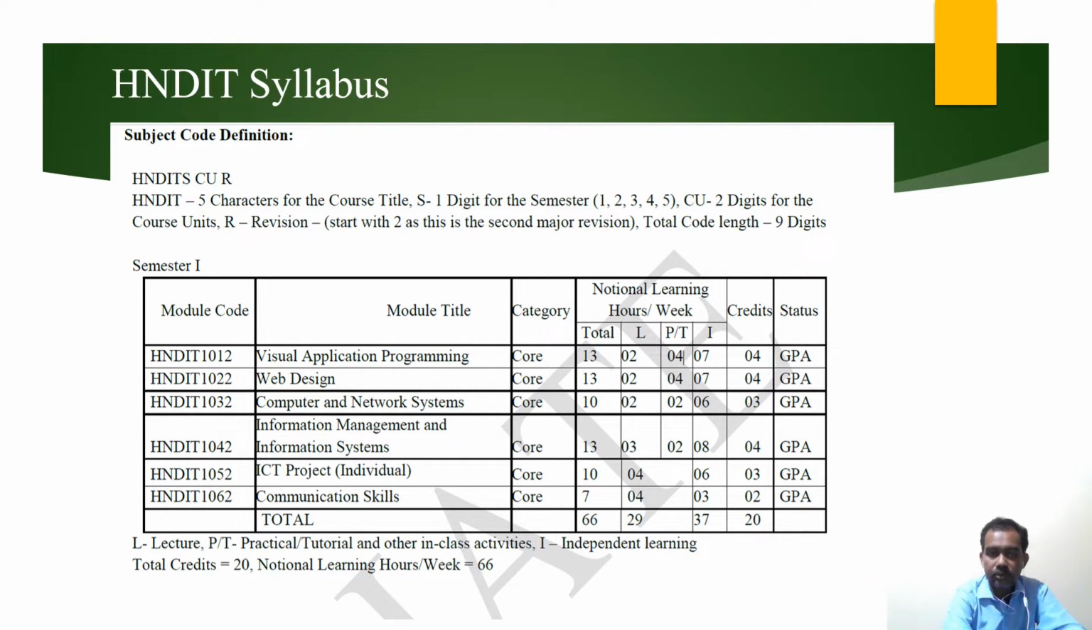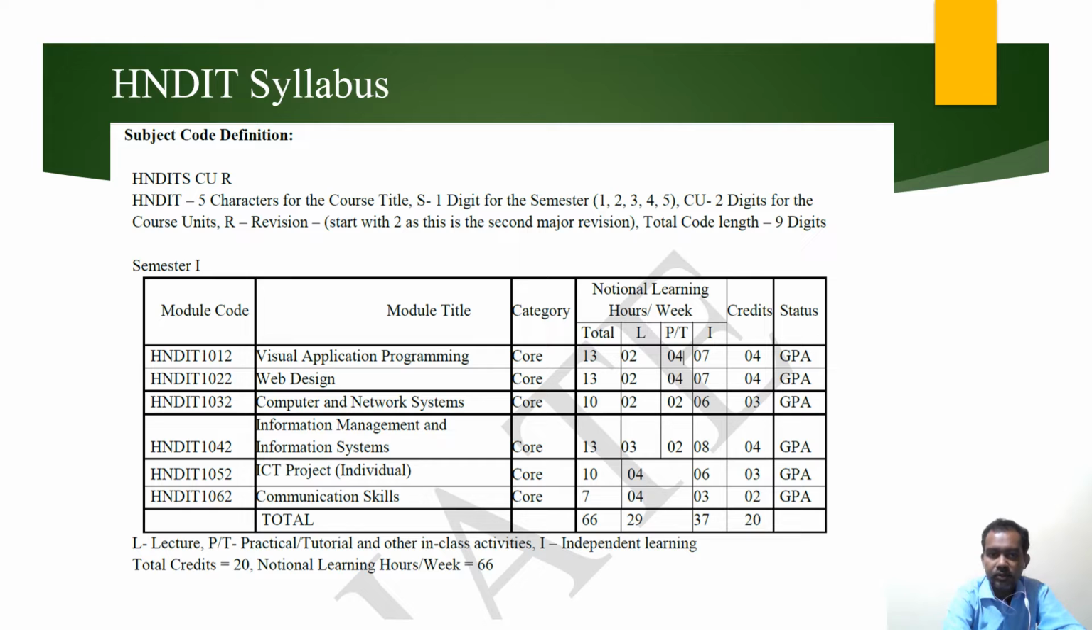show something. There is a module code. It always starts with HNDIT, because that is the course name. After that, you can see there are 4 digits. The first digit is allocated for the semester number, in HNDIT 1, because these subjects are offered in semester 1. Then the next 2 digits are allocated for the course title. The last digit is allocated for the revision number. This is the second major revision, that's why you can see number 2.